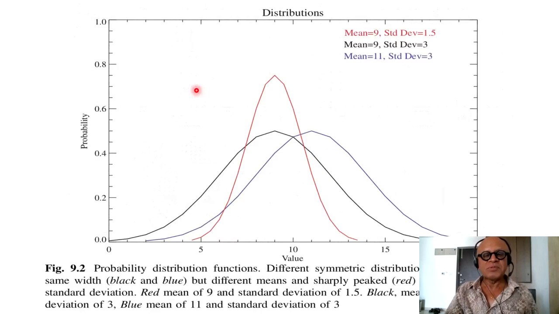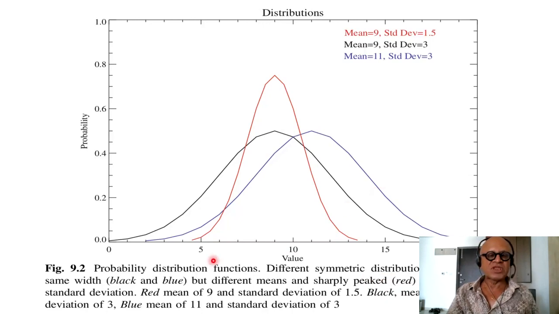Okay, so probability distribution functions are shown here for different means and standard deviations of the distribution of a value of a particular variable. Could be temperature or rainfall. Some of them, not all of them, have this kind of Gaussian type distribution. Depending on the variable, they can have different distributions. So different symmetric distributions are shown here.